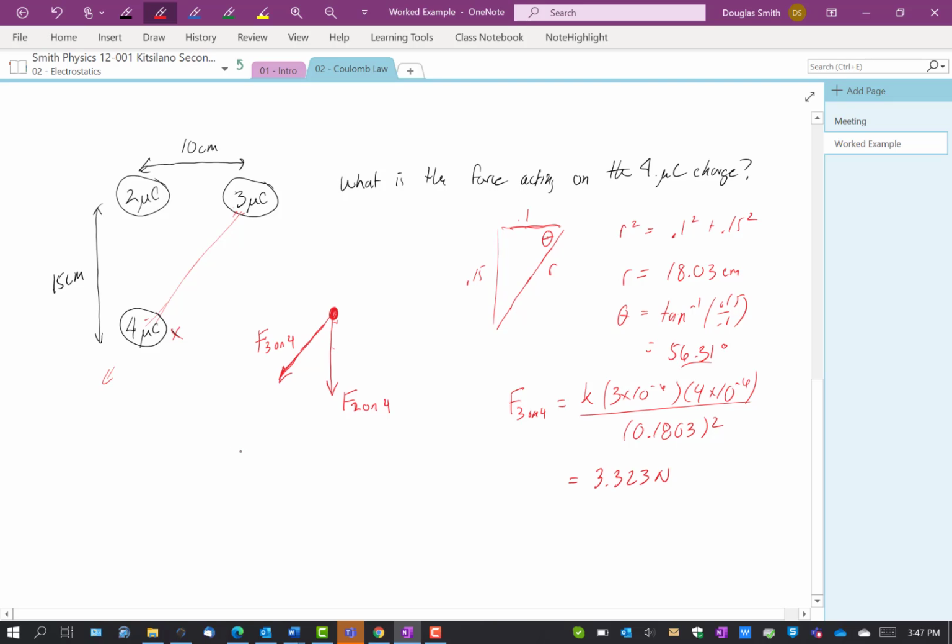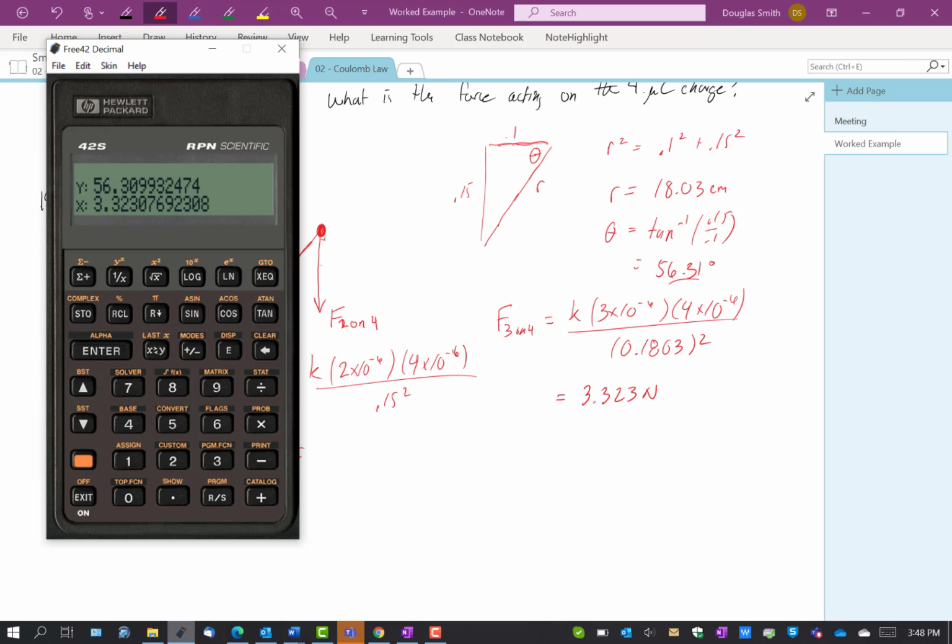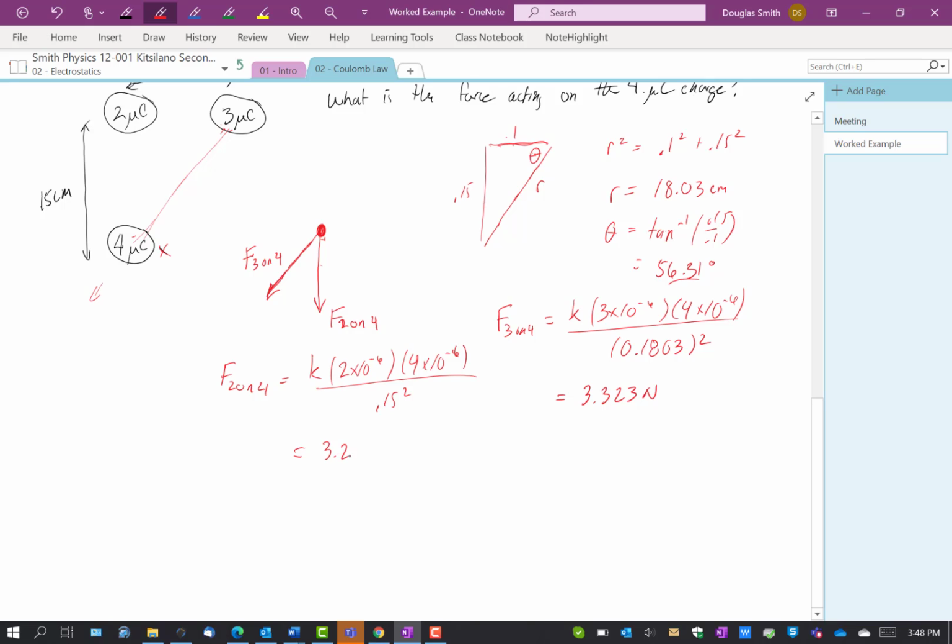Now I'll do F2 on 4. So k, excuse me, 2 times 10 to the negative 6, 4 times 10 to the negative 6, over 0.15 squared. So 9 times 10 to the 9, 2 times 10 to the negative 6, 4 times 10 to the negative 6, divide by 0.15 squared, 3.2. Okay, so now I have two vectors, and I have to add them.